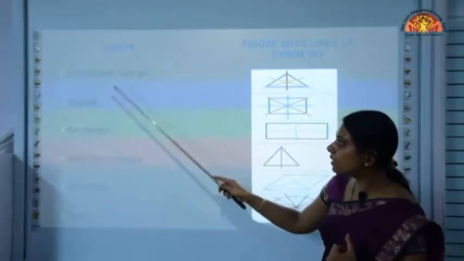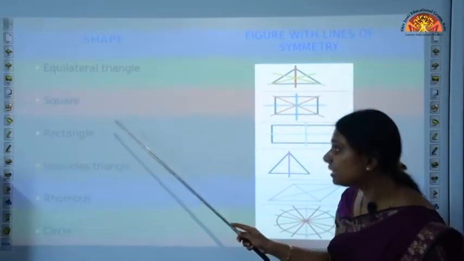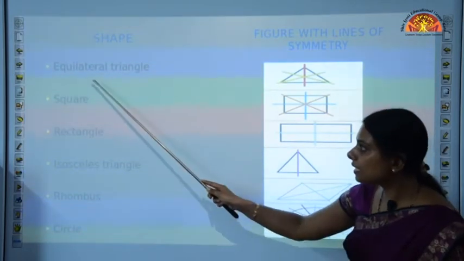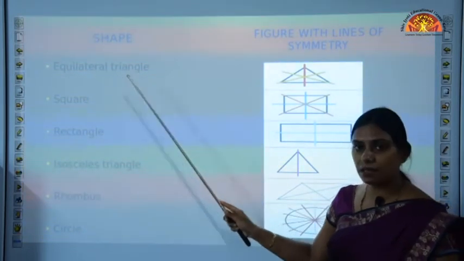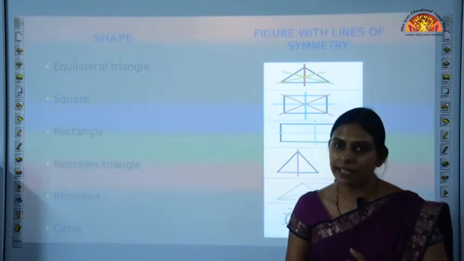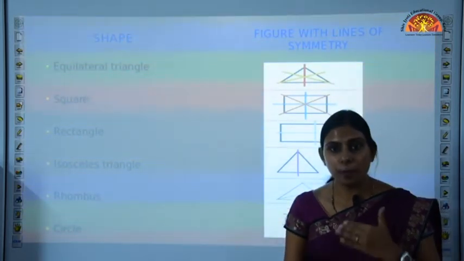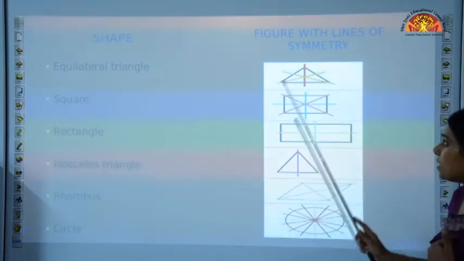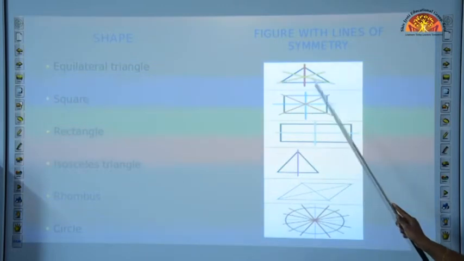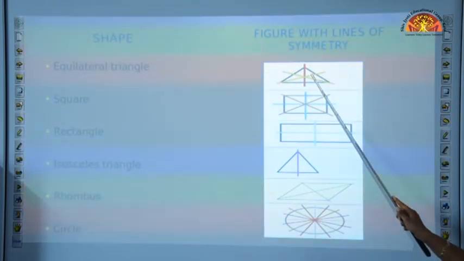Here some shapes have been given to you and you have to determine the number of lines of symmetry for the figure. You can see this is an equilateral triangle. What is an equilateral triangle? In which all the three sides are equal to each other. So how many lines of symmetry are there in this? You can see here. This is a vertical line of symmetry. That is from all the three vertices you can draw the line of symmetry.